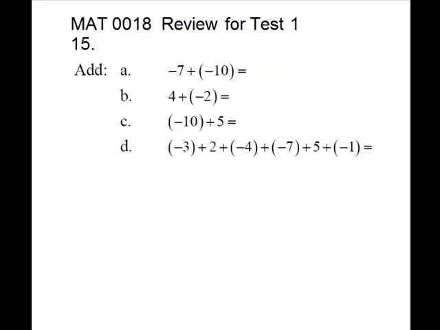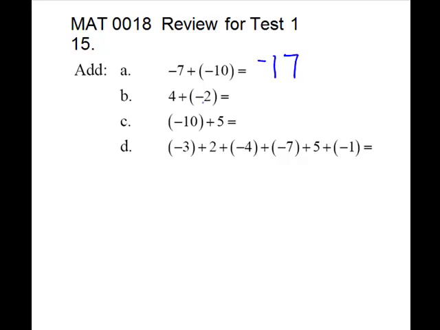This problem has actually 4 problems, and it's addition. So remember, for addition, we have to watch our signs. For like signs, we add. Different signs, we subtract. So for the first one, we have like signs. They're both negative. So we're going to add the numbers and keep the sign. So negative 17.